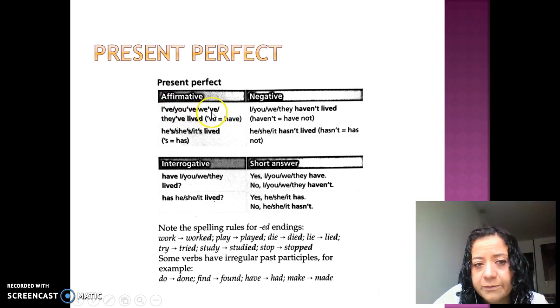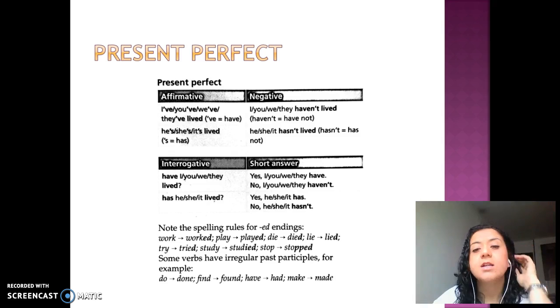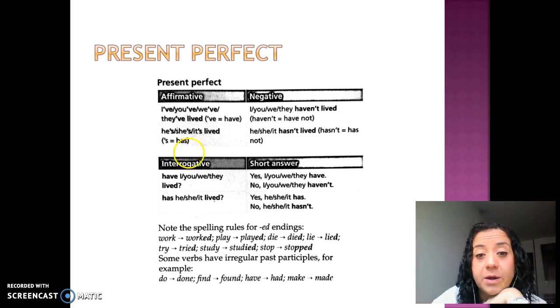I've, you've, we've, they've lived, we have, etc. He's, she's, it's lived, yeah, or has. You've got to be careful and pay attention here, because the contraction apostrophe s may be confused with the verb to be. In these cases, she has or he has. So this is the same contraction for both.